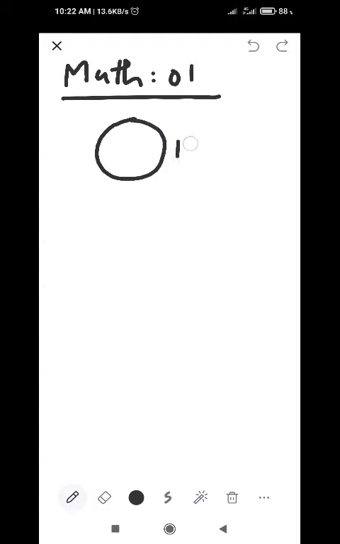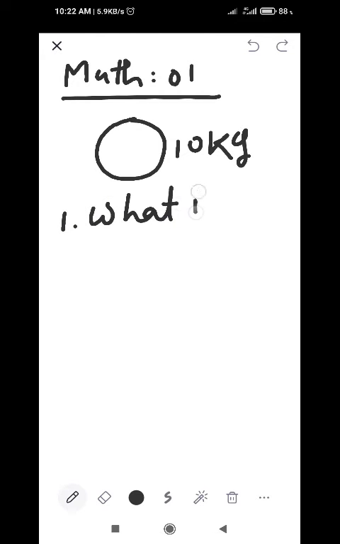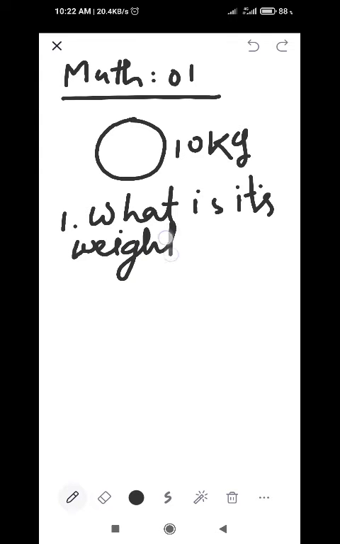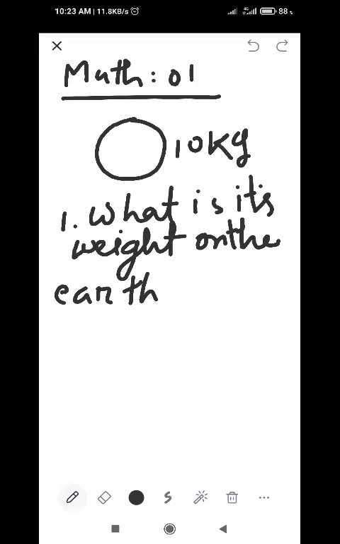Think that this is 10 kg. Number 1 question: what is its weight on the earth surface? Earth surface.